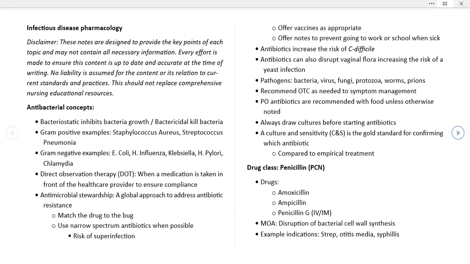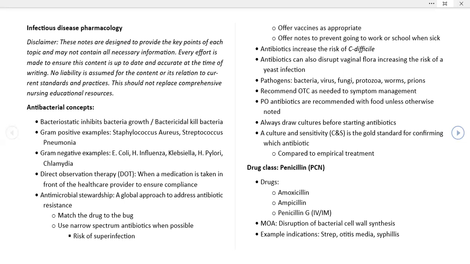We have DOT, directly observed therapy. And this is where a medication is taken directly in front of the healthcare provider. We do this sometimes for communicable diseases, maybe tuberculosis, where we're concerned about compliance. We do this also in other areas such as mental health when a patient's under involuntary admission.